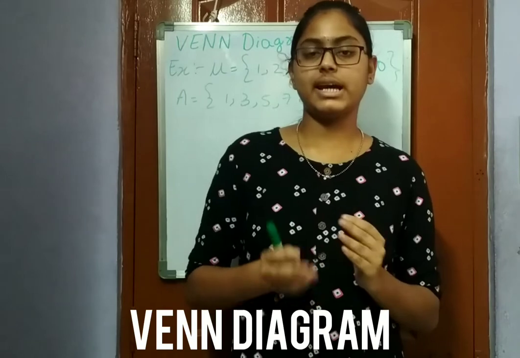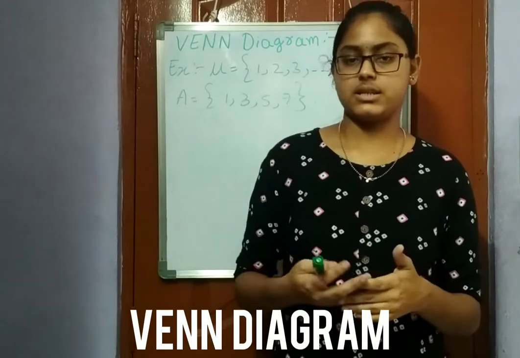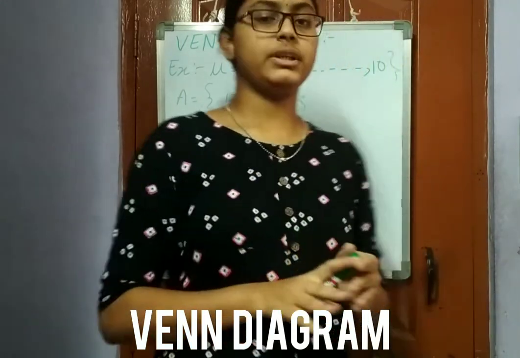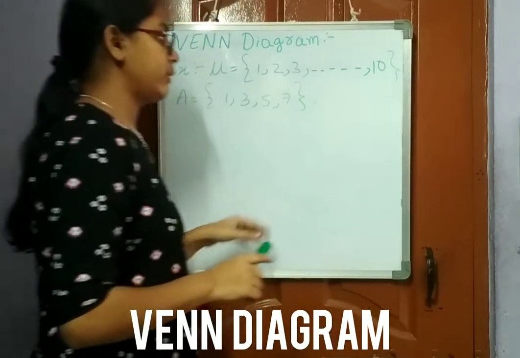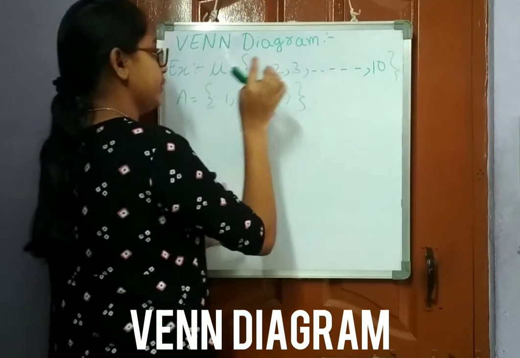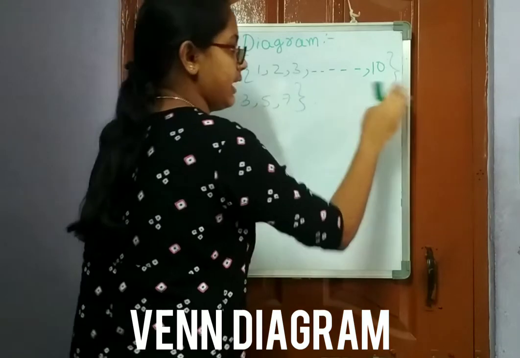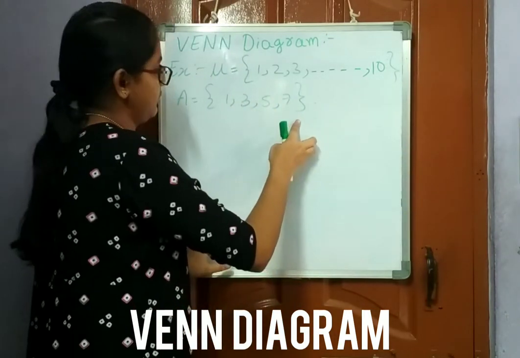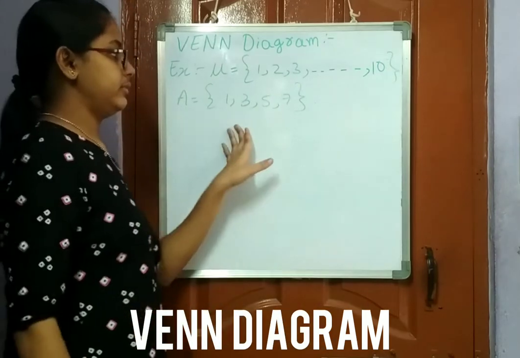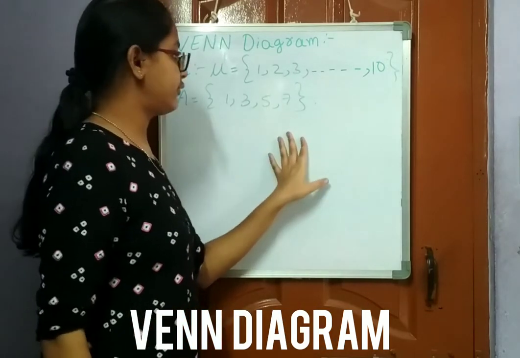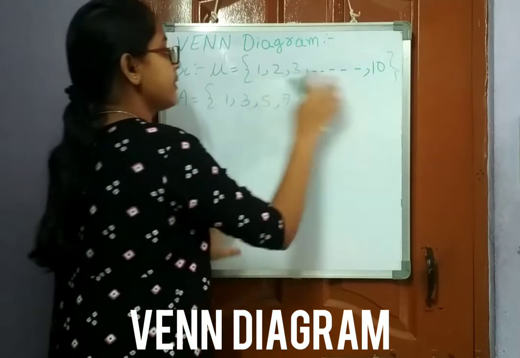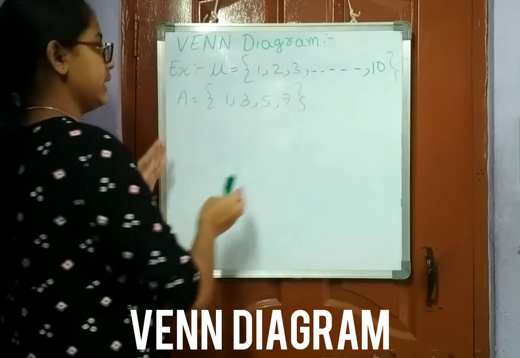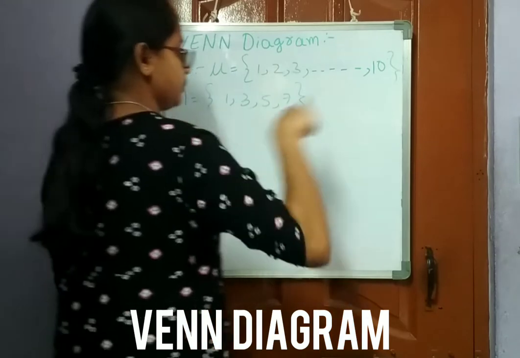Venn diagram is the diagrammatic way to represent any sets. First, let's take an example and represent it using a Venn diagram. We have U, that is 1 to 10 natural numbers, and we also have A as 1, 3, 5 and 7. That is, we have the first 4 odd numbers from this. So we can say that A is a subset of U.